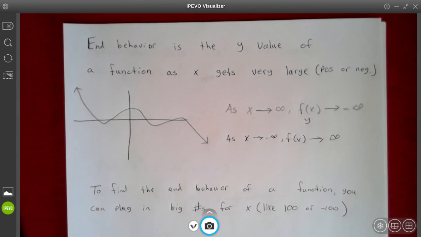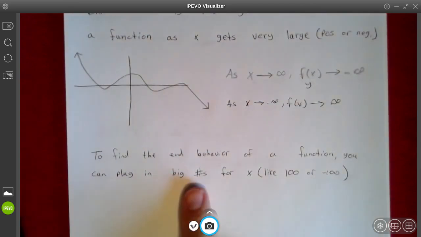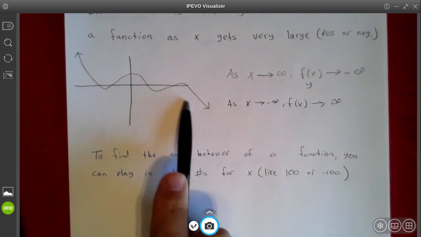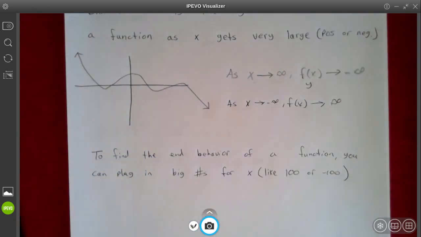Now, you can find the end behavior by graphing it and looking at the graph. But there's going to be some tricks and rules that we'll cover. That's really going to be the main portion that you'll need to catch on to. But this right here is another way that you can determine the end behavior for any function. You can literally just plug in a big number for x. Now, obviously, we couldn't on this one because we didn't have an equation to plug it into.